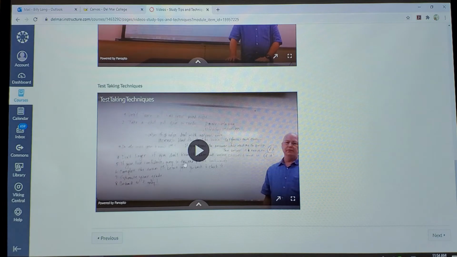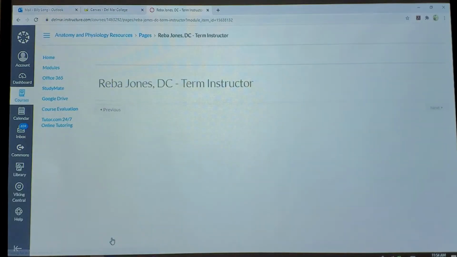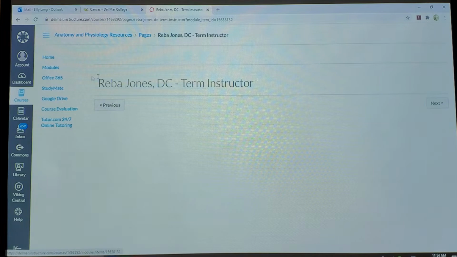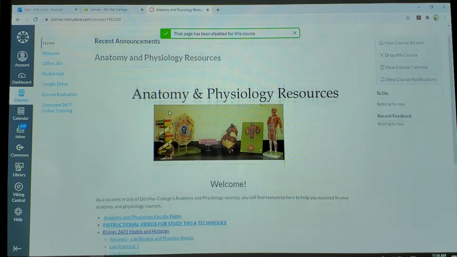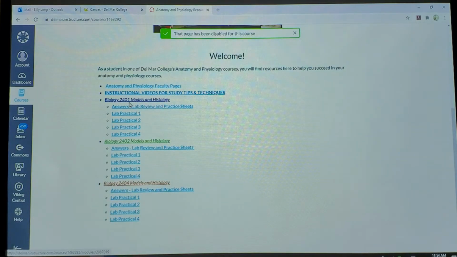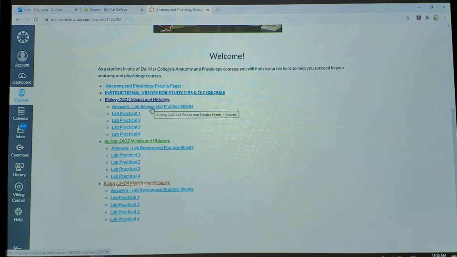How to study, time management, test-taking techniques, and they're all done sort of in one take in an impromptu setup situation. Anyway, so now, I'm gonna go back to pages. So when you first come into the course, there'll be an area for Biology 2401. By the way, here are the answers to a lot of the lab reviews or the lab practice sheets that are in your lab manual, if you have the latest edition. So for 2401, we have all the pictures for lab practical 1, 2, 3, and 4. If you're in part 2 A&P, and so on and so forth. So we're gonna go to lab practical 1.